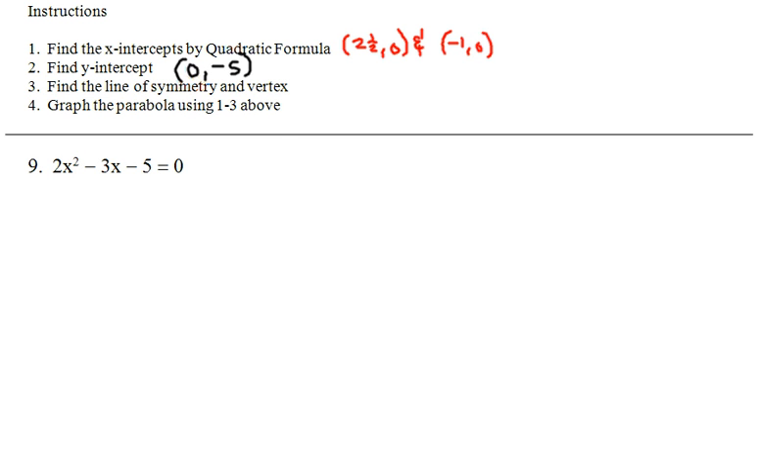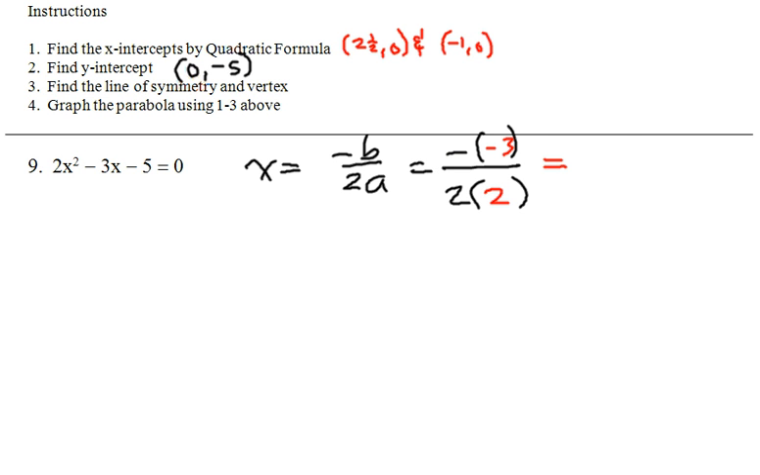One step done. Next up is a line of symmetry and vertex. The equation that finds the line of symmetry is x equals -b over 2a. And for us, let's plug in our values. -b value over 2 times the a value. The b value was -3. The a value was 2. And double negative would be +3 over 4. So x equals 3/4 is the line of symmetry, which means the vertex is at 3/4, comma something.